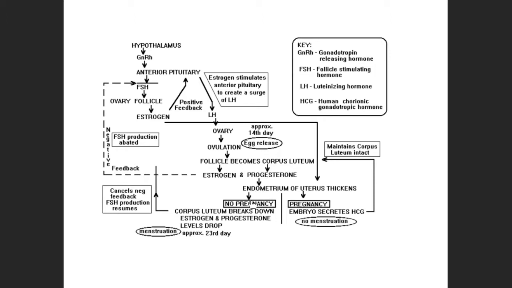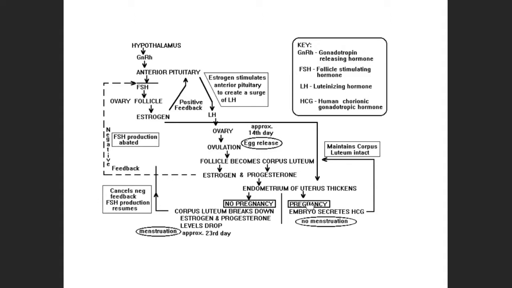If there is no pregnancy, then the corpus luteum will eventually break down. Estrogen and progesterone will go back to their normal levels. The FSH will start being produced again for the next month, and the uterus will break down and get back to its normal size, and that will be the bloody period.